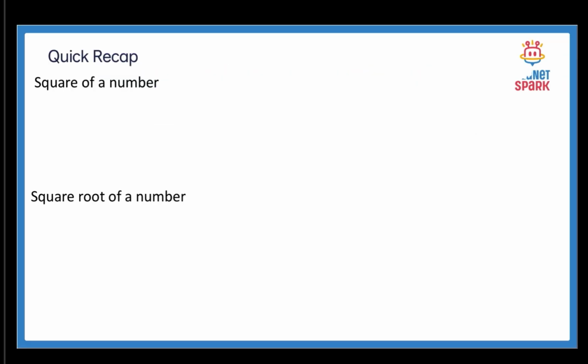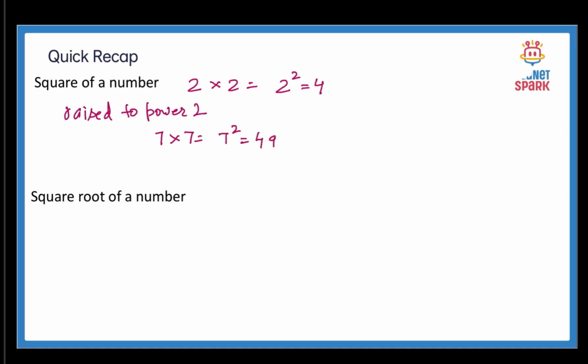What is the square of a number? When I multiply a number 2 times, I get the square of a number. That is, 2 into 2 gives me 2 square, which is equal to 4. 2 square can also be written as 2 raised to the power 2. Whenever the exponent is 2, that means the number is multiplied 2 times. This gives me the square of a number. Similarly, 7 into 7 can be written as 7 square, and 7 square is 49. 20 into 20 would be written as 20 square, and 20 square is equal to 400.